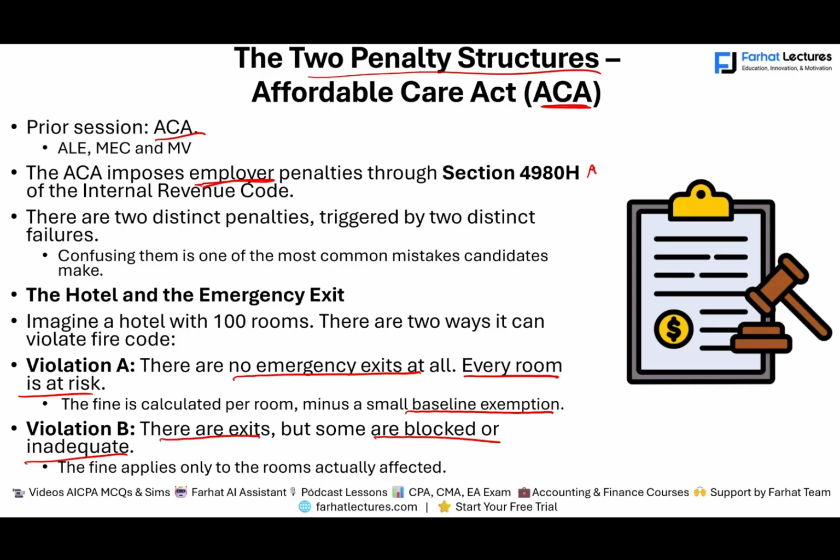Now, I hope you got the big picture of this. Now, we're going to dive into each violation separately. Let's go ahead and get started.